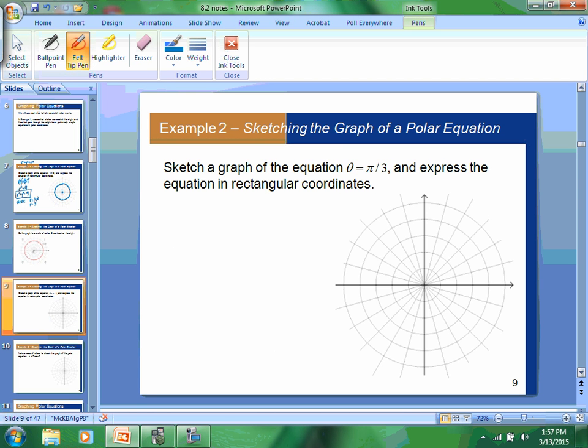Okay, so let's try another example now. Again, this is an equation given to us in polar form, so we'll convert it. We're going to graph theta equals pi over 3. It's actually probably easier to graph it in the theta equals pi over 3 form, but we'll convert it. If we're dealing with theta, our conversion is to basically change it into the tangent. So I'm going to take this original equation and multiply both sides by tangent.